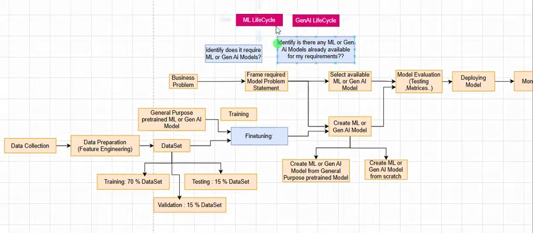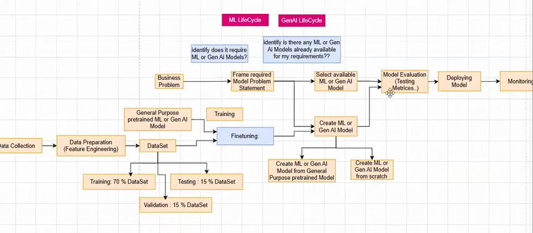Now, if we observe this ML lifecycle closely, first we collect the data, do feature engineering, and create the data set. Then we split the data for training, validation, as well as testing. We use the training and validation data sets while training, and we identify the accuracy on the validation data set. After we get the model, we test it with the testing data set and get some metrics. After that, we choose whether to deploy that model or fine tune it again.